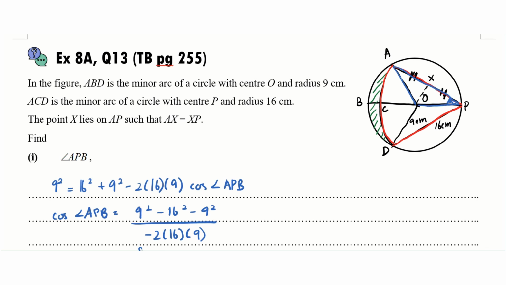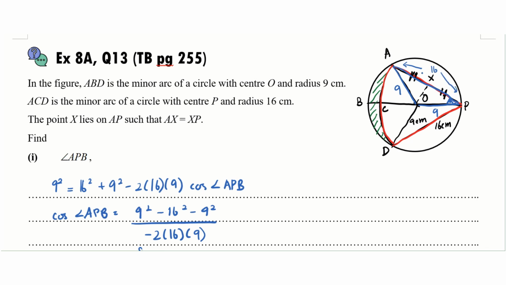We do know the length of AO, which is 9 cm, and the length of OP, which is 9 cm, because they are all radius of the bigger circle outside. So the next question would then be the length of AP. Okay, the length of AP is actually the same as the length of PD, because AP is the radius for the sector ACD, which is what I have already drawn out earlier in red. So this part here is 16 cm.